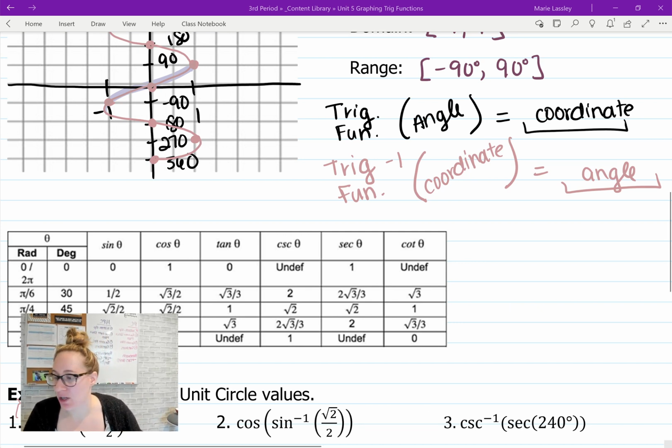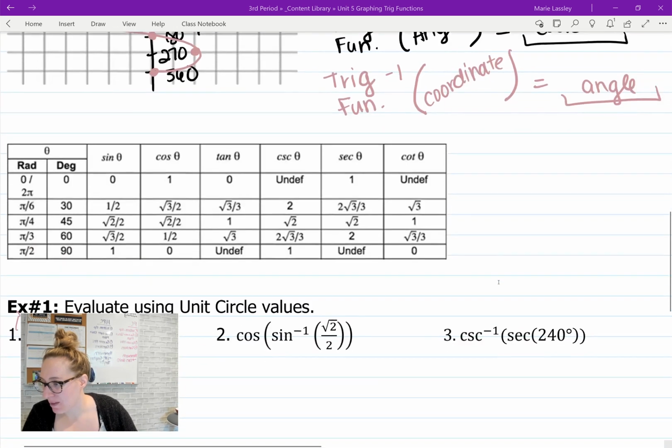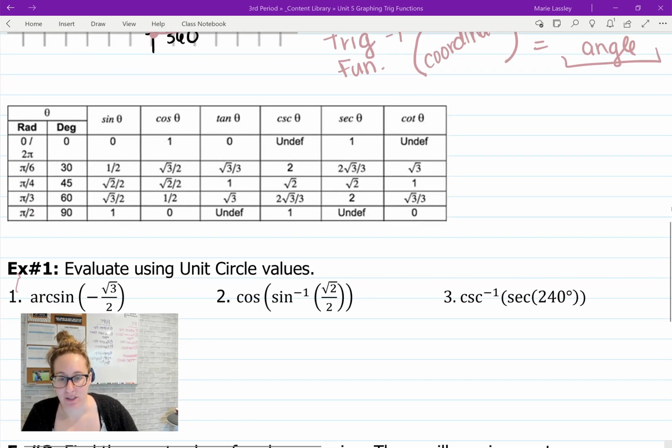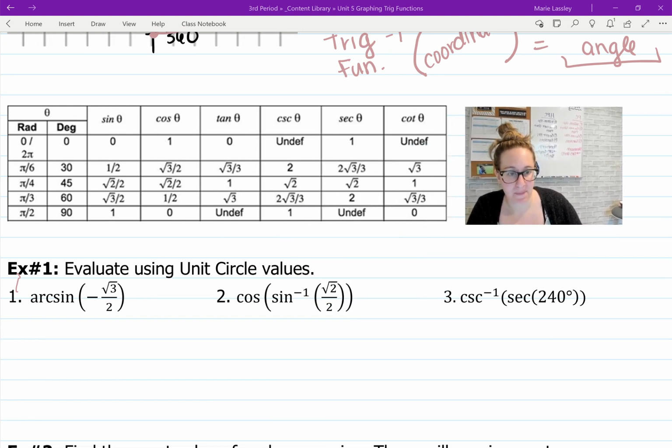So let's look at a couple unit circle ones, which is why I have my little unit circle table right here, because that is going to make things a lot easier.